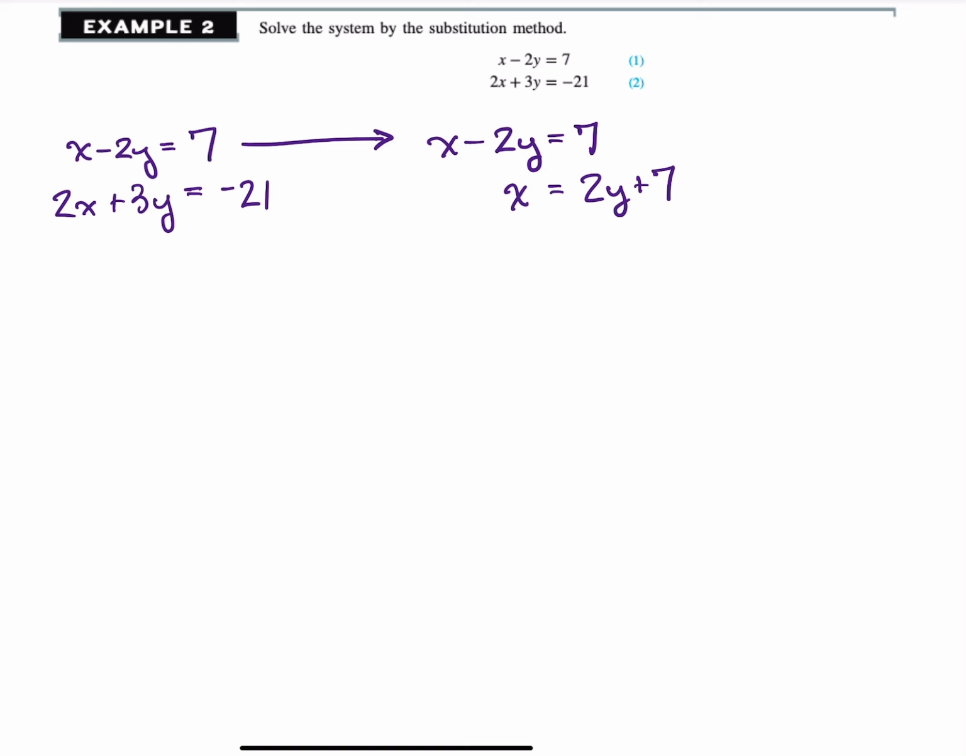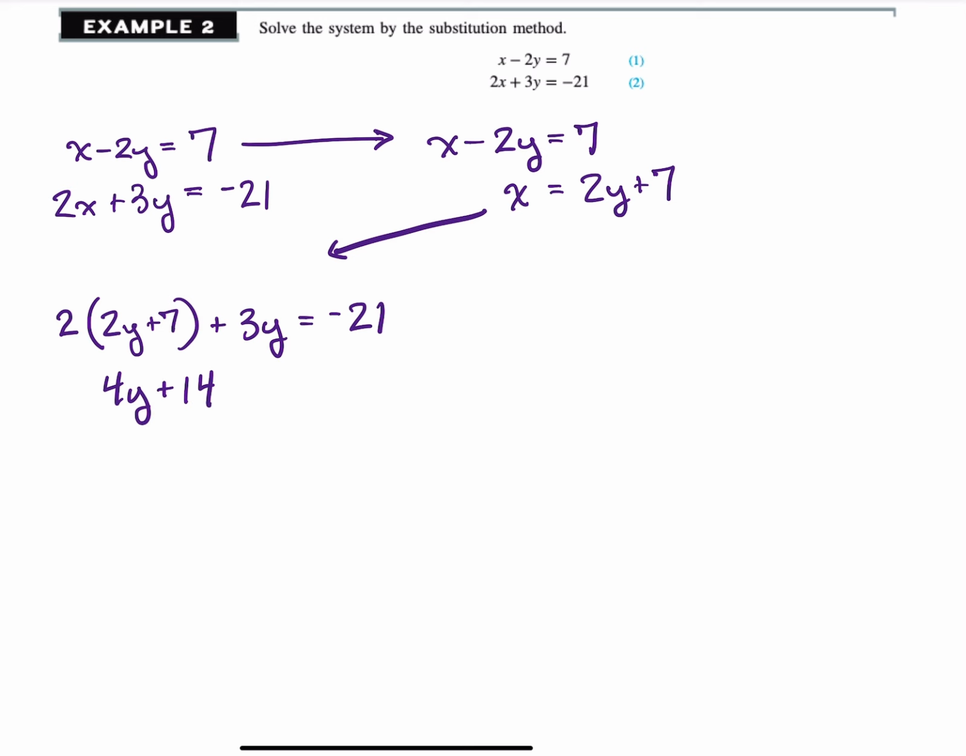So now let's take what we just produced and plug it into the second equation. So I have 2x plus 3y equals negative 21. So instead of x, I'm going to plug in 2y plus 7, because that's what we're saying x is equal to. Then we'll have plus 3y equals negative 21. Now we have an equation with just one variable, so let's solve for y. I'll distribute that 2 through. This will become 4y plus 14 plus 3y equals negative 21.